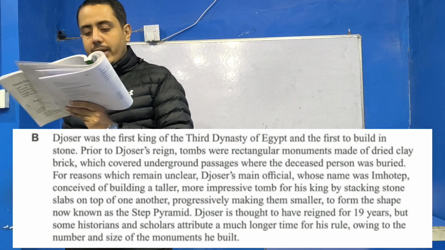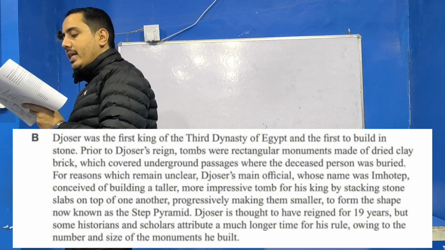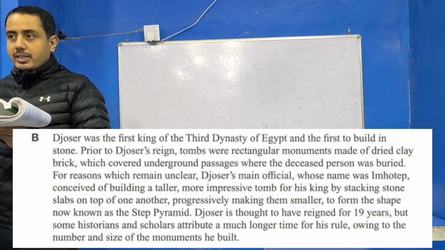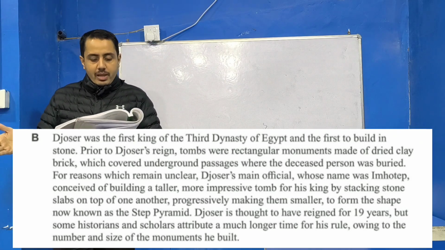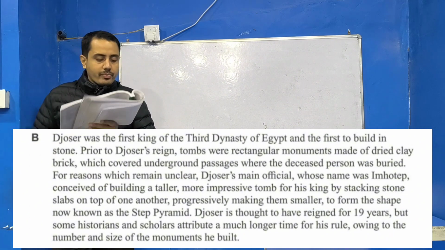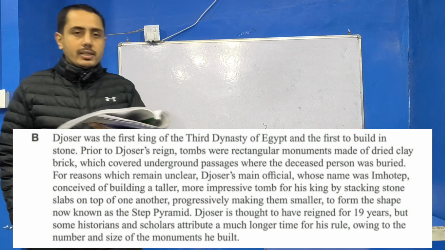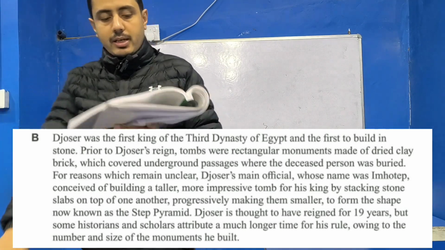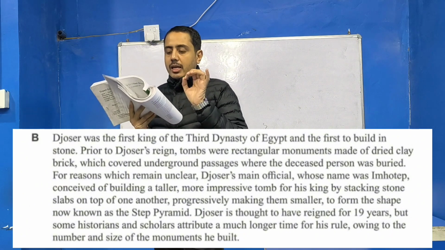Prior to Djoser's reign, tombs were rectangular monuments made of dried clay and brick. So this design changed. It used to be rectangular, now it became a pyramid. And it was made of clay and brick, now it is made of stone, which covered underground passages where the deceased person was buried. Deceased means a dead person was buried under that.